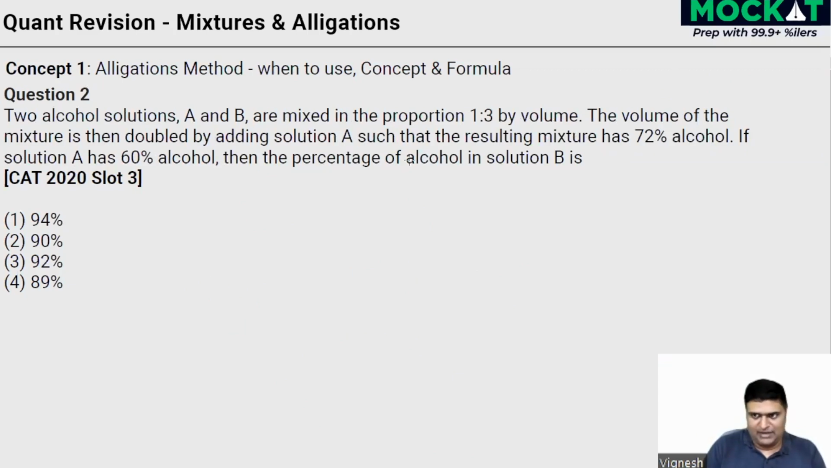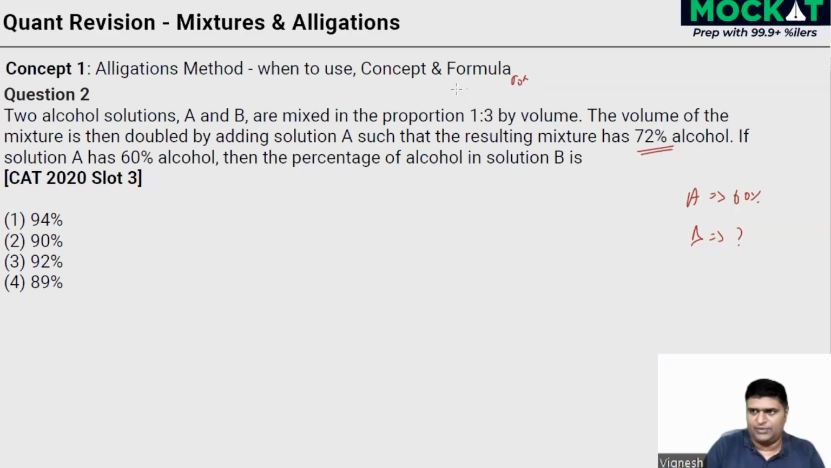Two alcohol solutions A and B are mixed in proportion 1:3 by volume. The volume of the mixture is then doubled by adding solution A such that the resulting mixture has 72% alcohol. If solution A has 60% alcohol, then the percentage of alcohol in solution B is what? So A is given to me as 60%. B, I have to find. And two alcohols A and B have been mixed in the ratio 1:3. That's given to me. The volume of the mixture is then doubled by adding solution A alone. So what was 1:3 over here? That's a total of 4, right?